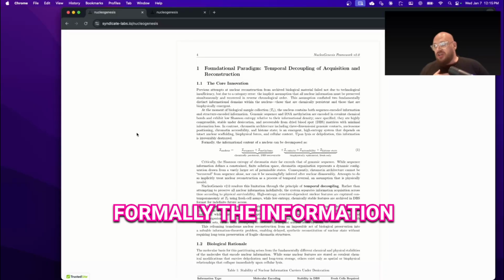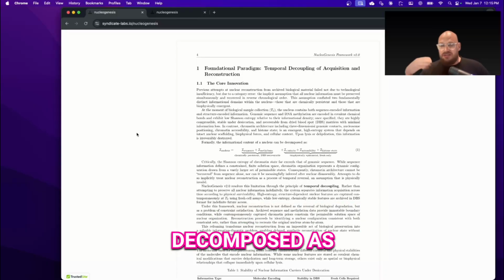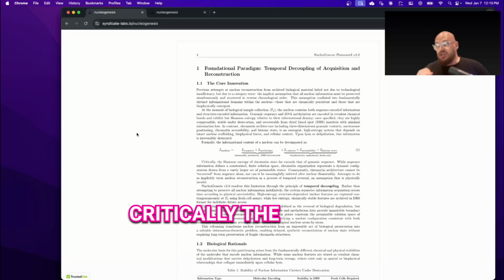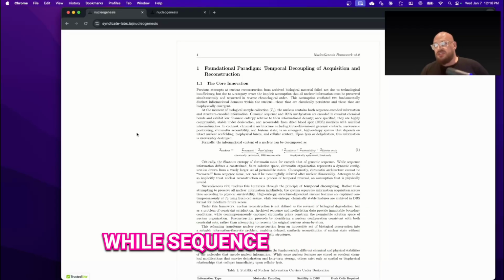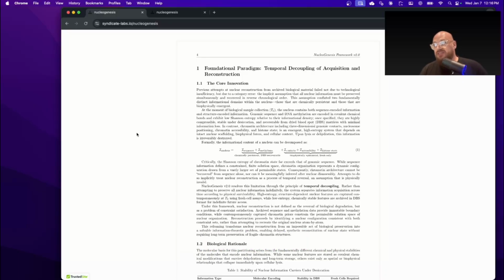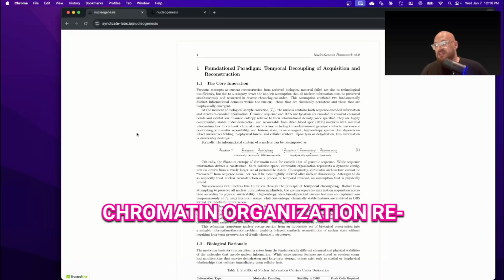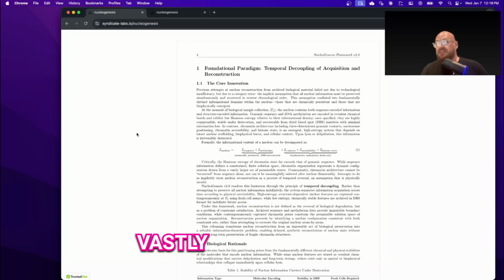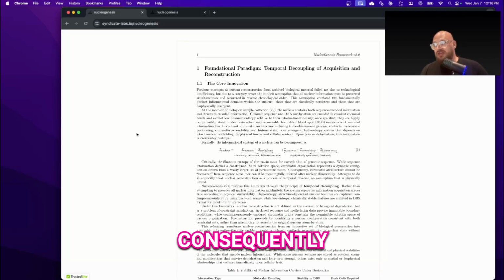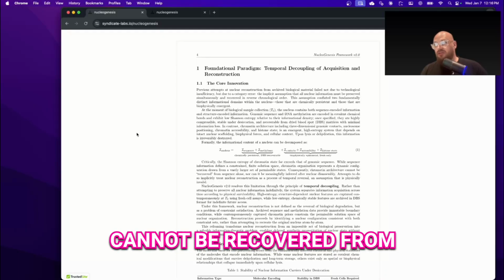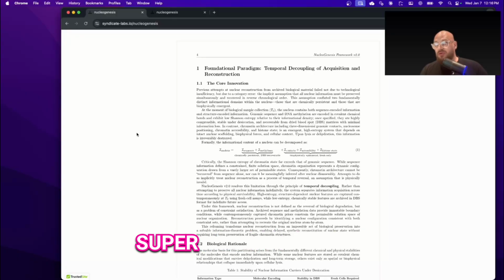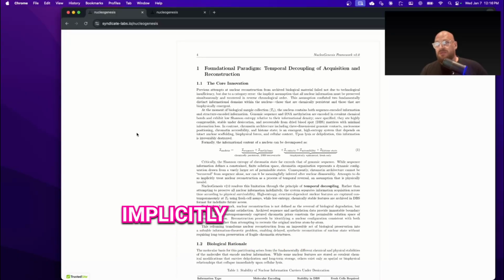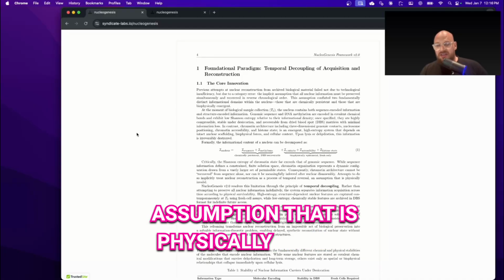Now, formally, the information content of a nucleus can be decomposed as you can see there. But critically, the Shannon entropy of chromatin state far exceeds that of the genomic sequence. While sequence information defines a constrained finite solution space, chromatin organization represents a dynamic configuration drawn from vastly larger sets of permissible states. Consequently, chromatin architecture cannot be recovered from the sequence alone, nor can it be meaningfully inferred after nuclear disassembly. So that's a super important part. Attempts to do so implicitly treat nuclear reconstruction as a process of temporal reversal, an assumption that is physically invalid.